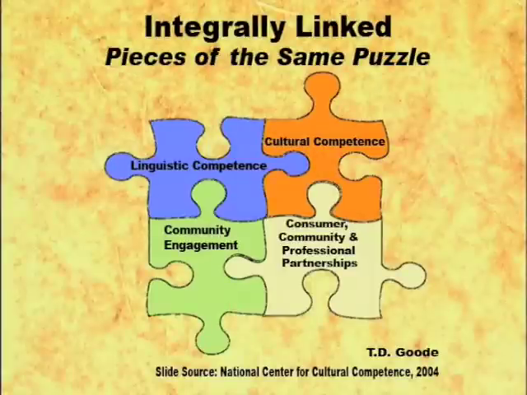So as we think about cultural competence, linguistic competence, community engagement, and consumer, community, and professional partnerships, we think that all of these fit together very nicely, just as is symbolized within this puzzle. We need all of these things together in order to address the diverse needs of populations in the United States, and again, in promoting health promotion messages that indeed will be effective within different populations.